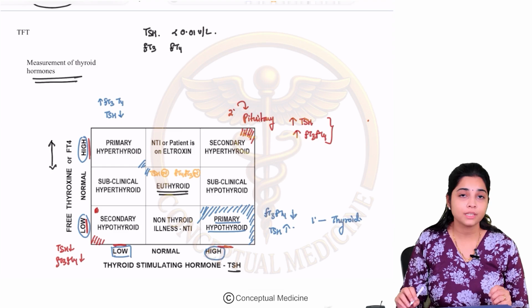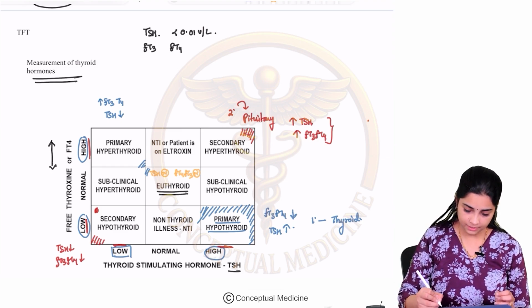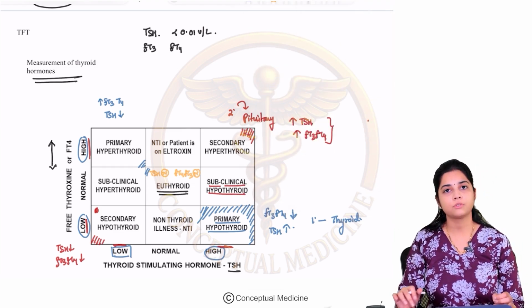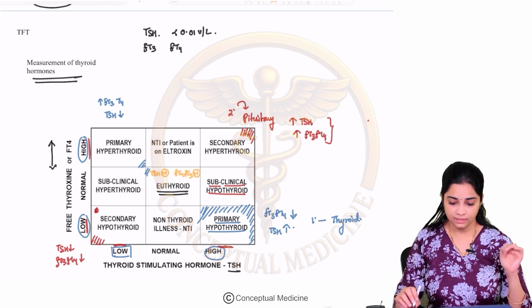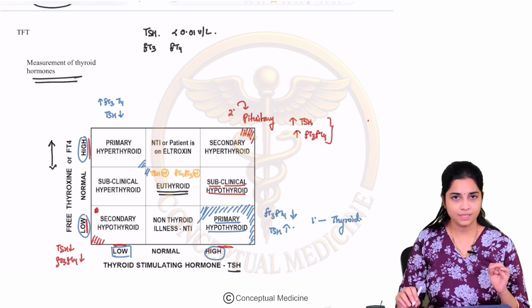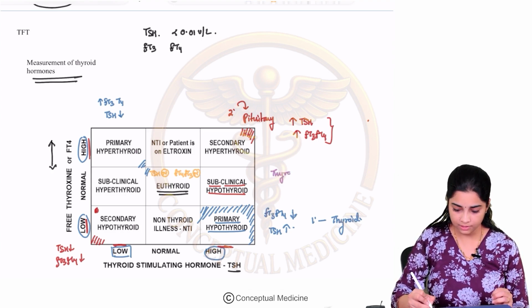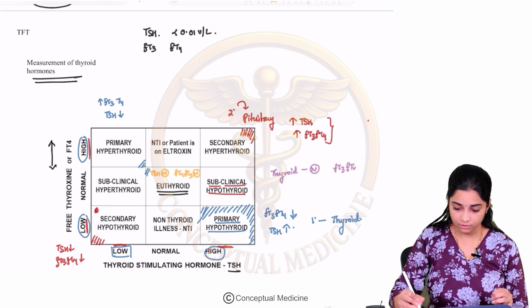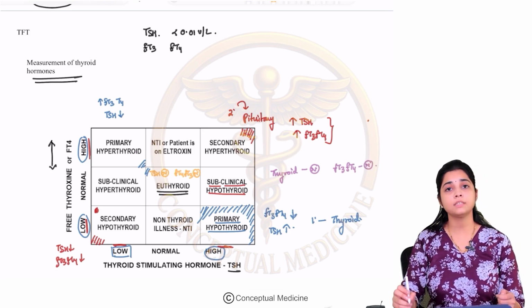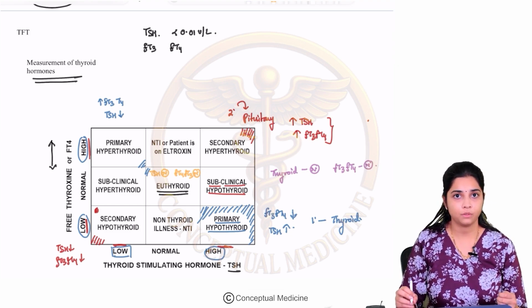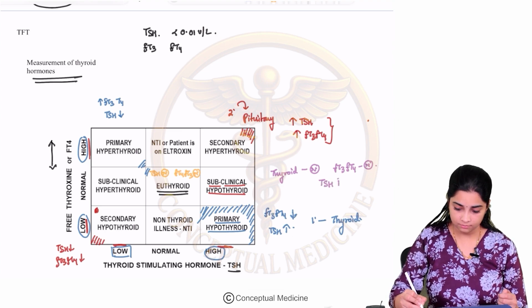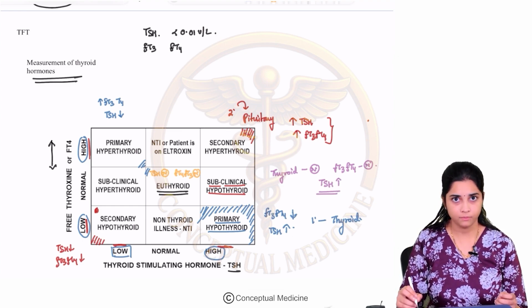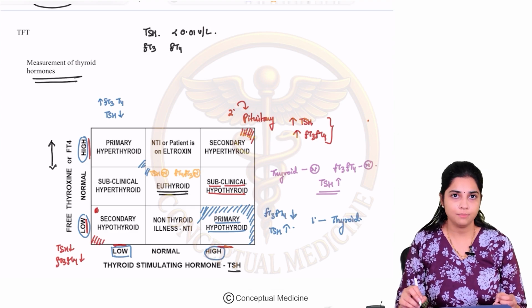Fine. Now let us look at this entity, which is your subclinical hypothyroidism. This is very, very, very important because it can be confused to a large extent. So in your subclinical hypothyroidism, what happens? Subclinical means the thyroid hormone levels are normal. So FT3, FT4 is usually normal, but the TSH is high. That's why this is your subclinical. Okay, so this is your subclinical hypothyroidism.